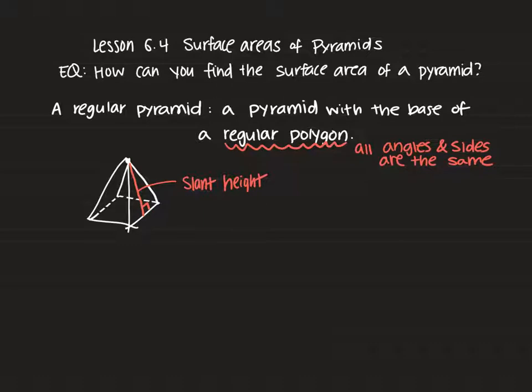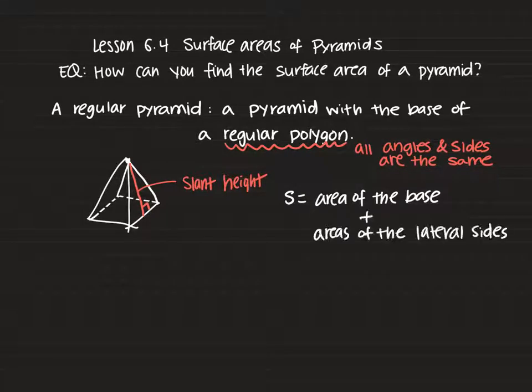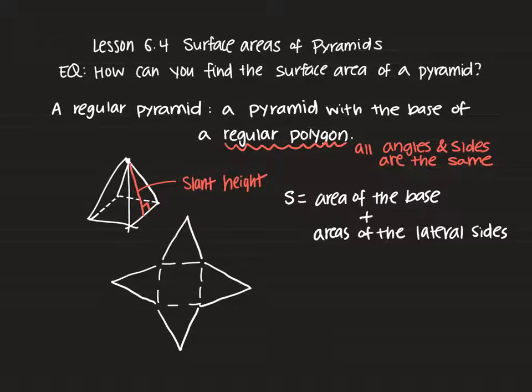To find the surface area of a pyramid, you have to find the area of the base, which is the bottom shape that you have. And then you'll also have to find the areas of the triangles that are the lateral faces. I'm going to draw a net, and it's going to look like an opened up flower. Depending on the base shape, you're going to have different numbers of triangles.